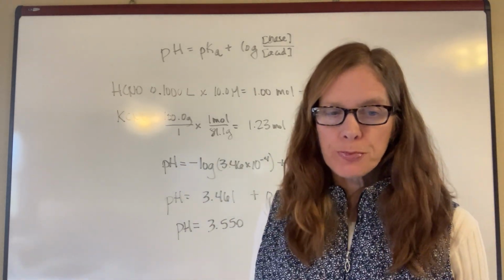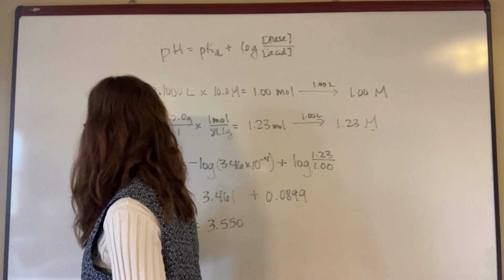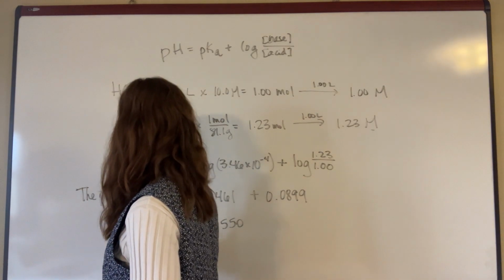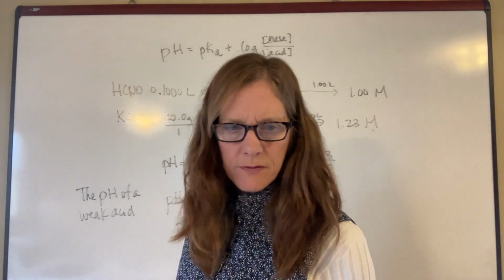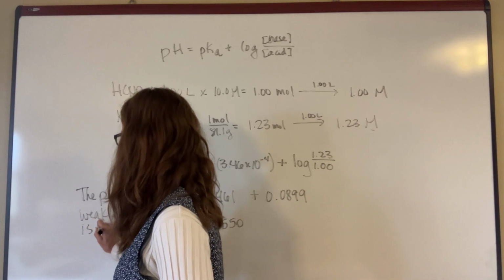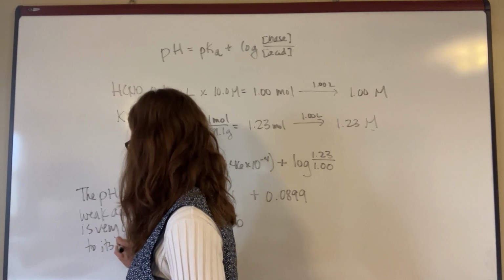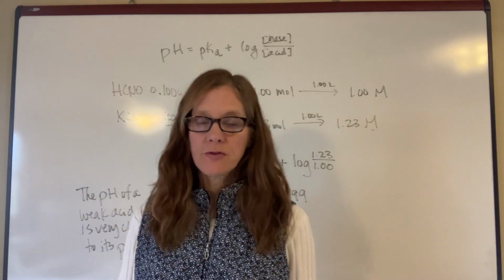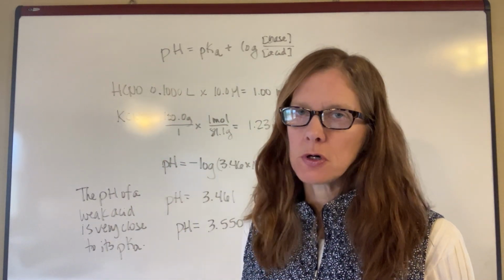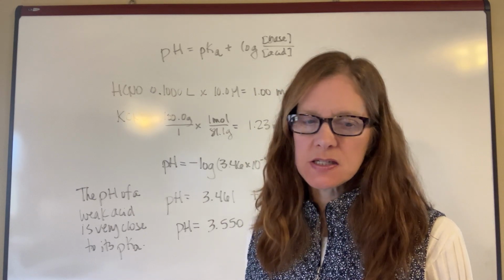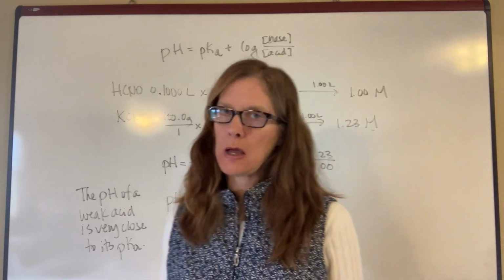And that gives us our first principle, and that's that the pH of a weak acid is actually very close to its pKa. Okay, so that's the first principle. Therefore, if you want a buffer that has a particular pH in it, you need to choose a weak acid whose pKa is close to that desired pH.